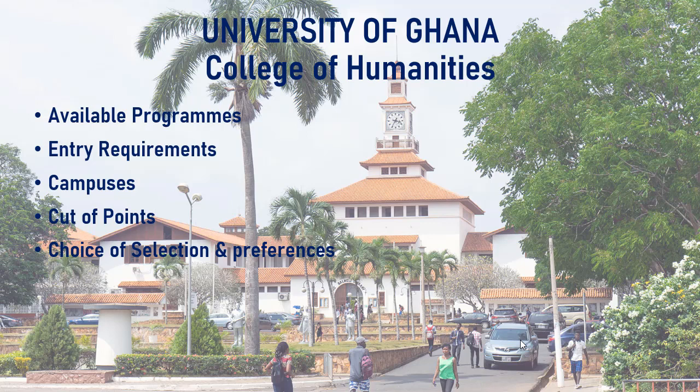So in this video, we are going to look at the College of Humanities of the University of Ghana, the available programs the college offers, detailed entry requirements for these programs, the campus where you can find these programs, the cutoff points for the last academic year, and the choice of selection and preferences. So what this means is that there are some programs that can only be selected as your first choice, and there are other programs that can be selected as either your first, second, or third choice with regards to the aggregate you attained.